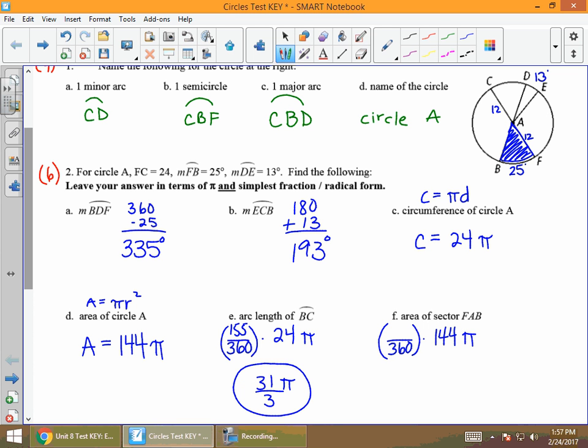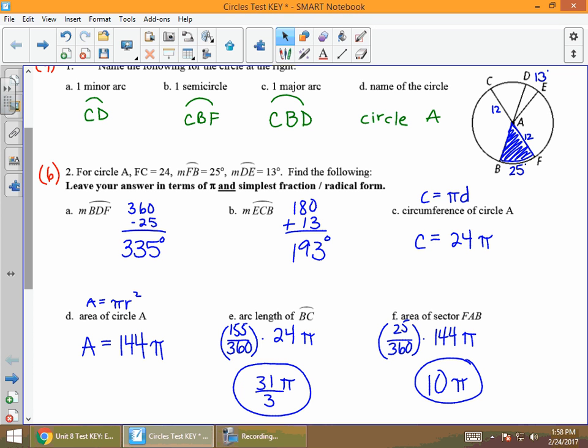So I need that angle measurement, and I can see that the arc BF is 25 degrees. I go ahead and put 25 on top. And then again, 25 times 144 divided by 360 is 10. So this answer is 10. And don't forget pi. So that answer is 10 pi.